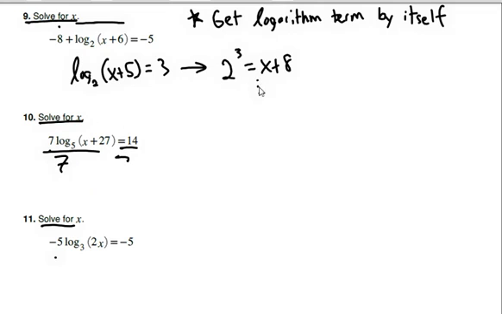So at this point, though, you could just solve for x. Moving on to the next problem here, we have 7 log base 5 of x plus 27 equals 14. We want to isolate that logarithmic term, and so we'll just divide both sides by 7 and have log base 5 of x plus 27 equals 2. Seem to copy that down properly.